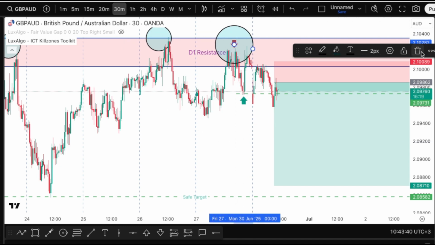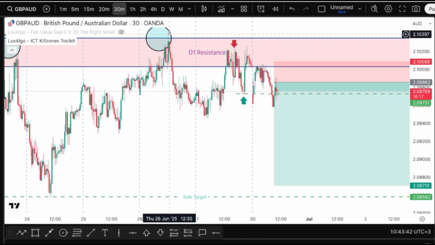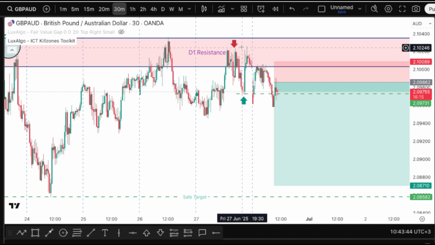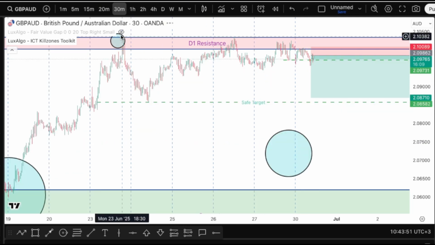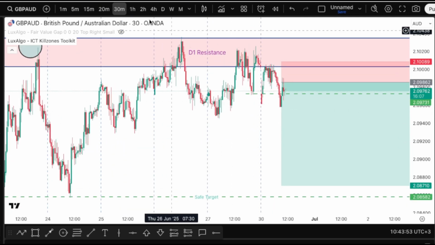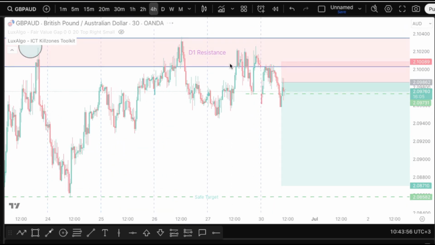Now let me just remove these ones for clarity and documentation, because I always save these charts and I don't want to save them with a lot of information on it for review later. So targeting. Targeting goes back to what I was explaining on H4.